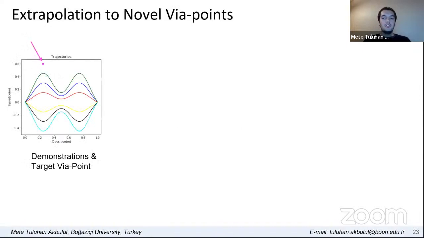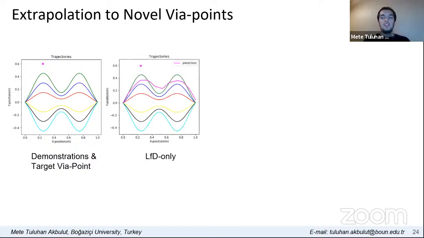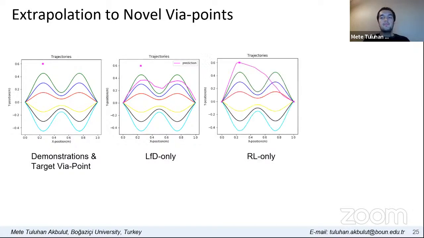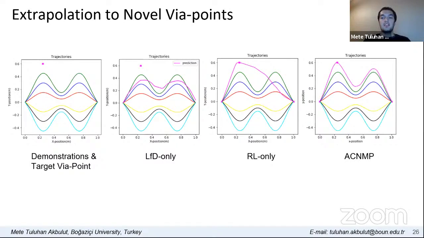The first experiment is the working example where the aim is to extrapolate to a novel viewpoint outside the demonstration range. LFD on the model cannot generate a trajectory that goes through the specified point. RL on the model generates a trajectory that maximizes the reward but does not preserve the demonstrated shape. The trajectory generated by SCNMP achieves the task while preserving the shape.